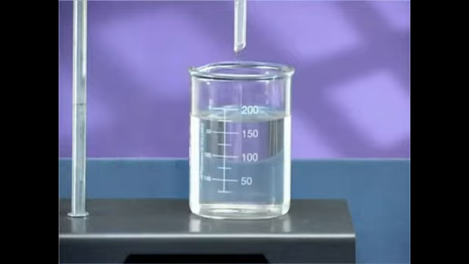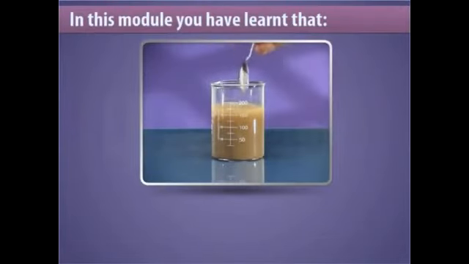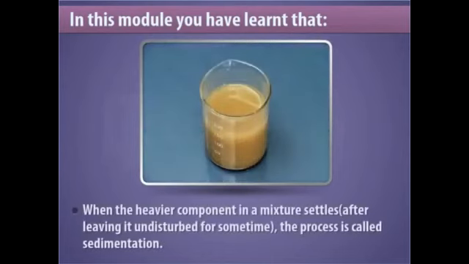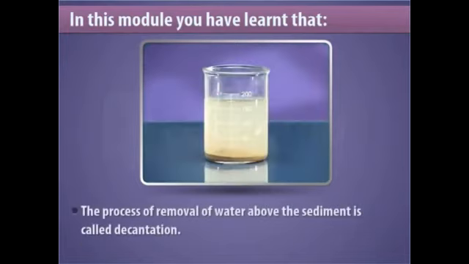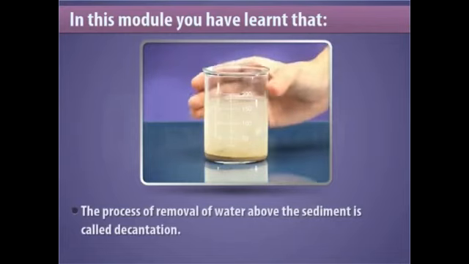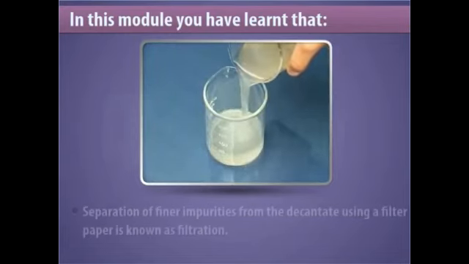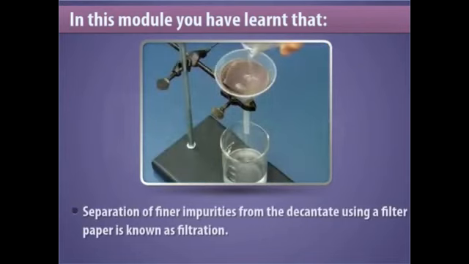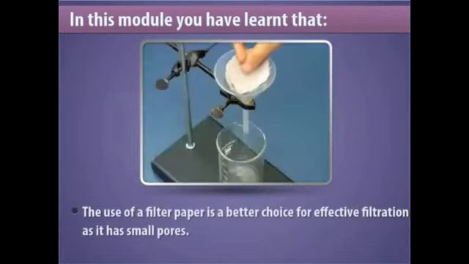is free from impurities. In this module, you have learned that when the heavier component in a mixture settles after leaving it undisturbed for some time, the process is called sedimentation. The process of removal of water above the sediment is called decantation. Separation of finer impurities from the decantate using a filter paper is called filtration. The use of a filter paper is a better choice for effective filtration as it has small pores.